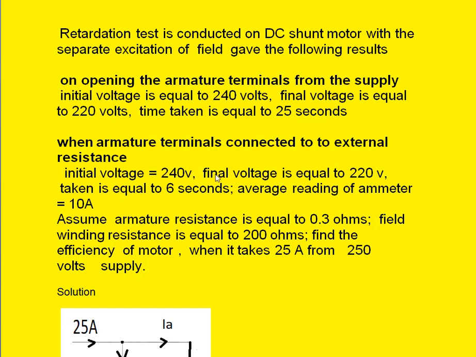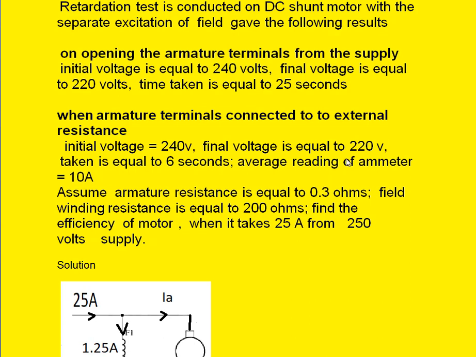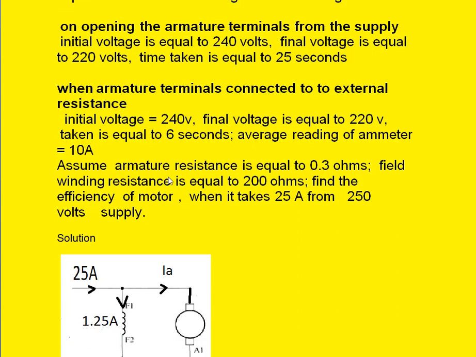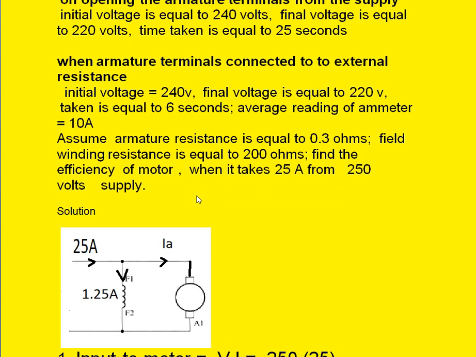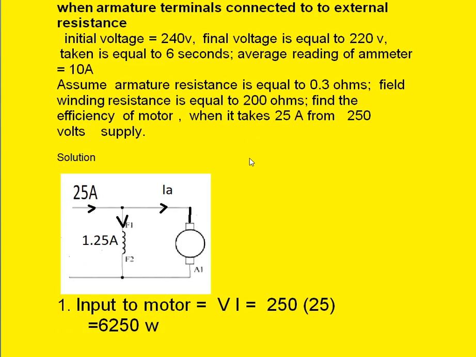Then we allow the time until the voltmeter shows 95% of the initial voltage. Then whatever time it takes up to that 95% of the initial voltage, we note it down. Then we calculate what is the stray loss from these readings. And also, depending upon the data given, we also calculate what is the efficiency of the motor.